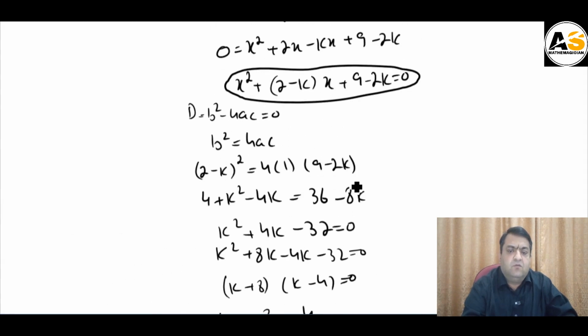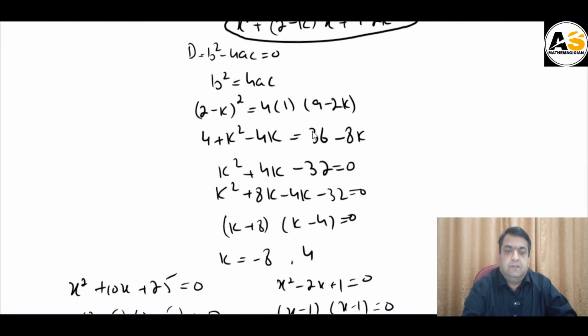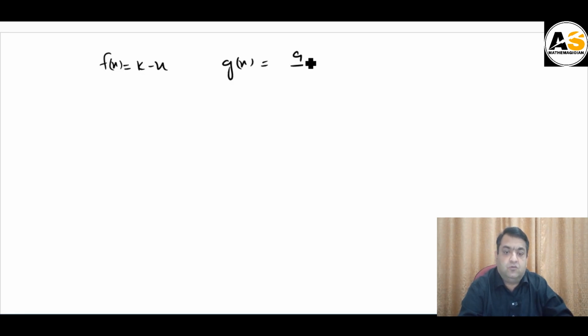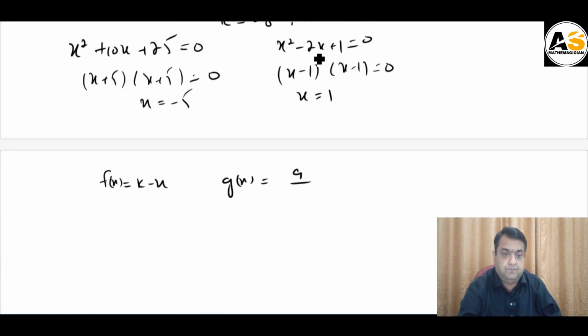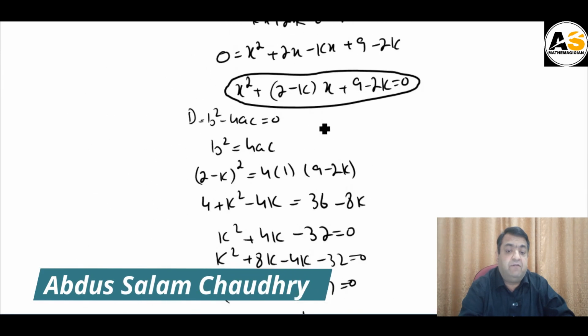Second part is we have to find f of g of x, put it equal to 5 and then find the value of k. F of g of x. What is f of x? F of x is equal to k minus x. And what is g of x? G of x is equal to 9 over x plus 2. So we have to find f of g of x.